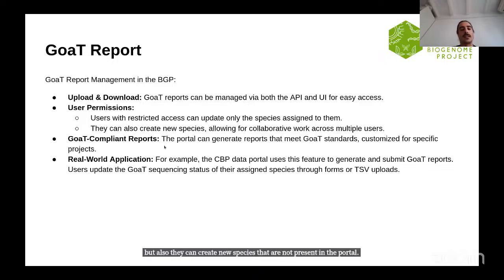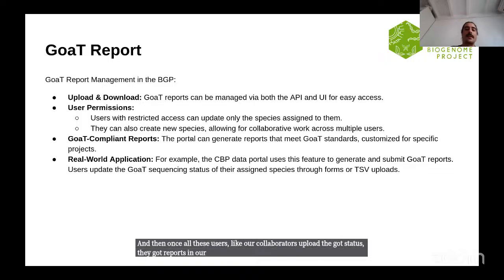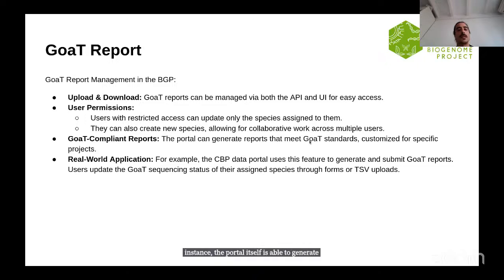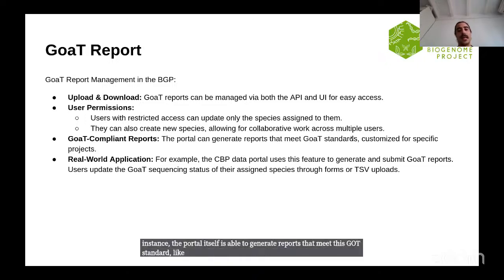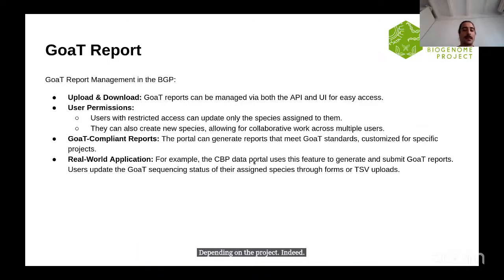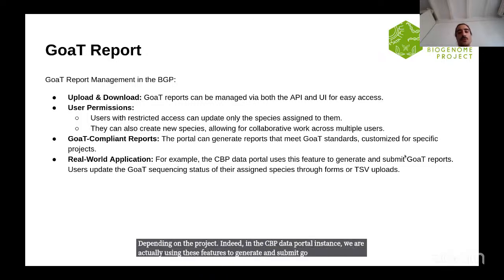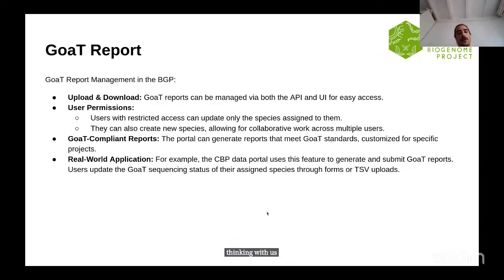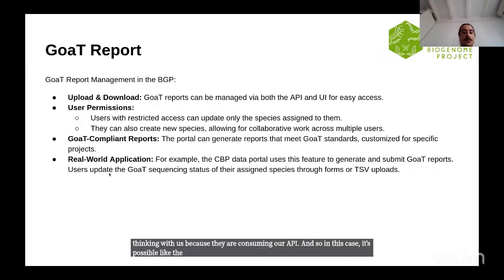And then once all these users, our collaborators, upload the GoaT status reports in our instance, the portal itself is able to generate reports that meet the GoaT standard, customizing the header of the report depending on the project. Indeed, in the CBP data portal instance, we are actually using these features to generate and submit GoaT reports directly to GoaT. GoaT is syncing with us because they are consuming our API. So in this case, the user can update the GoaT sequencing status of their single species through forms or TSV uploads.